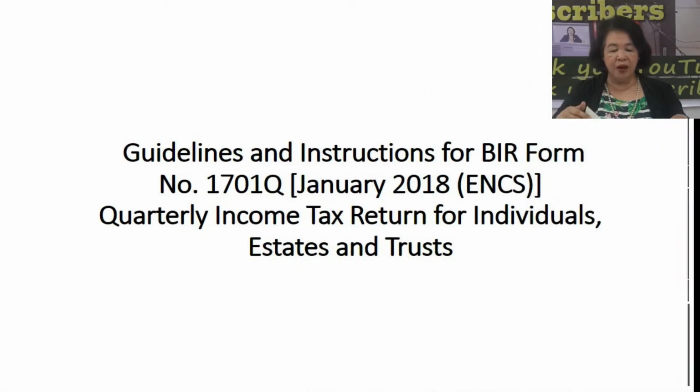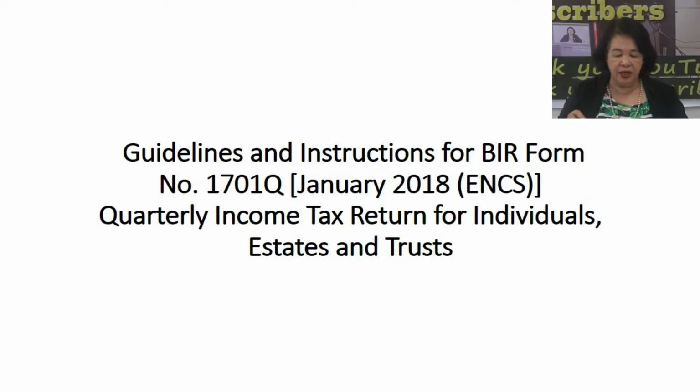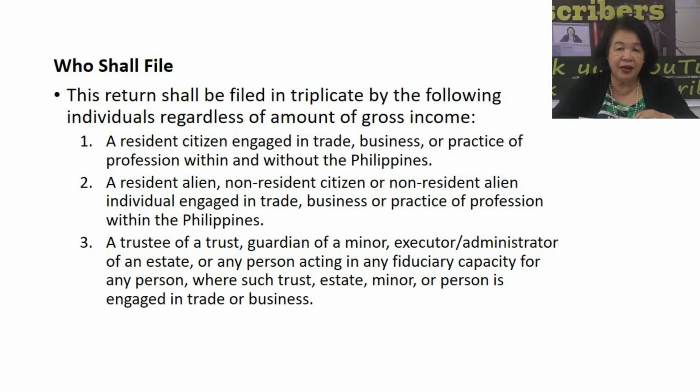No? So, we have our guidelines for the 1701Q. No? So, these are the guidelines and instructions on the quarterly income tax for individual, estate and trust, no? So ito yung BIR form number 1701Q. Who shall file, no? Sino daw yung dapat mag-file dito? This return shall be filed in triplicate by the following individuals regardless of the amount of income. So kahit na ano pa yung amount ng income nila, itong 1701Q dapat talaga nagpi-fill up sila, no?